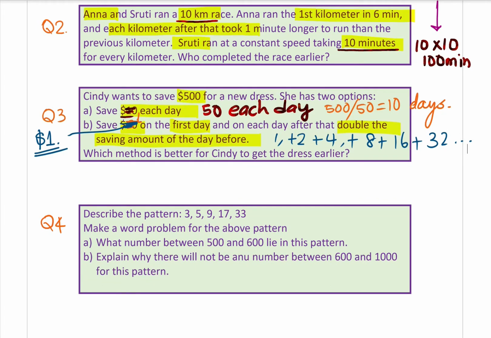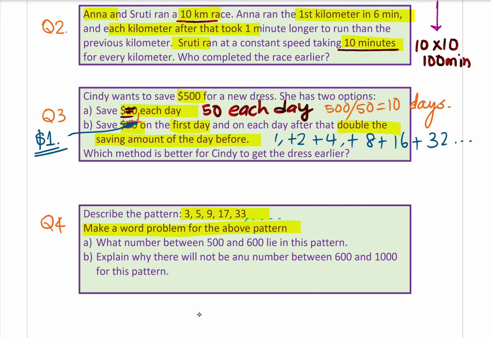In question number 4, we have a pattern and it says describe the pattern: 3, 5, 9, 17, 33, and so on, right? So this pattern increases and so on. Make a word problem for the above pattern, right? So it could be similar to what we are discussing. So you need to make a word problem which will help you to follow this particular pattern and solve.